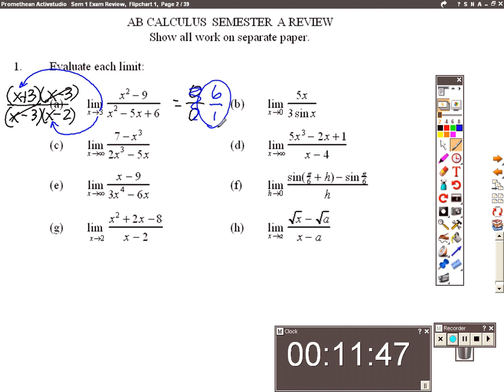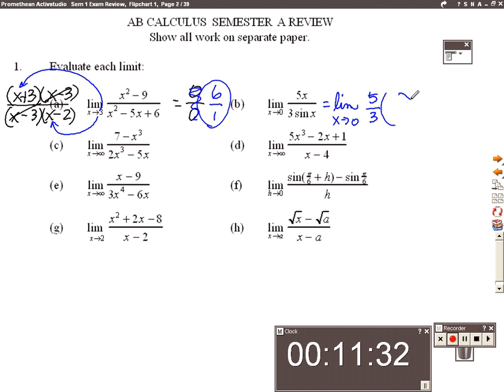Letter B is a limit that we memorized. This is the same thing as finding the limit as x approaches 0. We can pull the 5/3 out front, and that would be x over sine of x. Now the limit as x approaches 0 of the 5/3 is simply 5/3. The limit as x approaches 0 of this function is a special limit that we memorized whose limit is 1, so the outcome is 5/3. Again, that's just a special limit that we memorized. We looked at the graph to see what that limit would do.